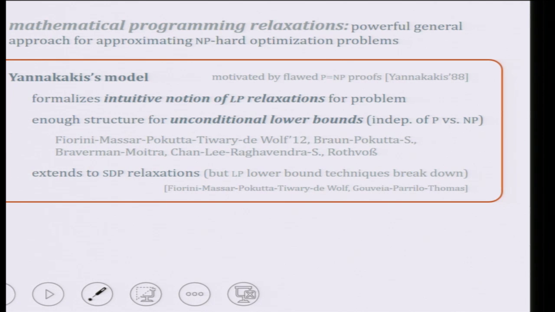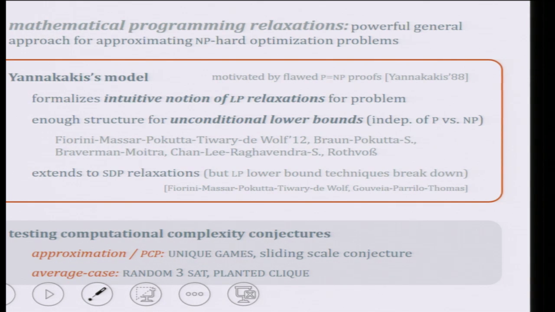Another nice feature of Yannakakis' model is that it extends in a very natural way to semidefinite programming relaxations. Unfortunately, the lower bound techniques that work for the linear programming case break down. And it's not surprising, because we know examples of problems where semidefinite programming is strictly stronger than linear programming. So lower bound techniques that work for semidefinite programs have to take into account this discrepancy.